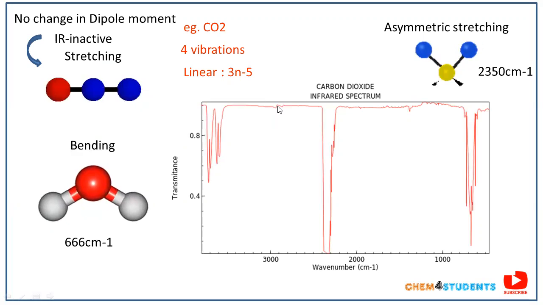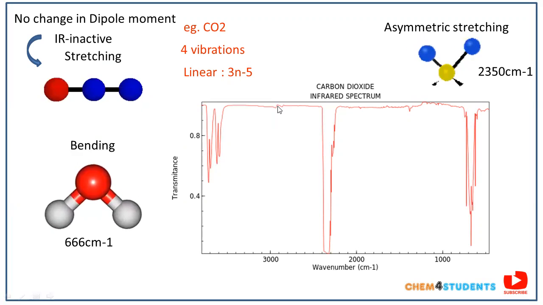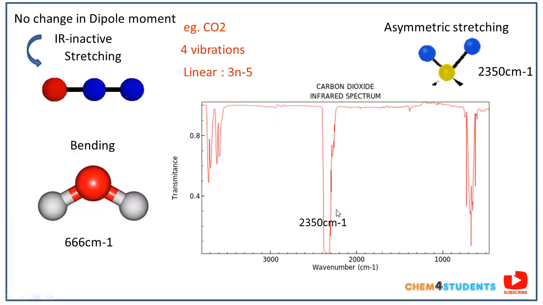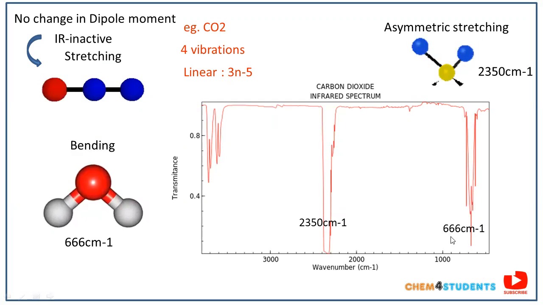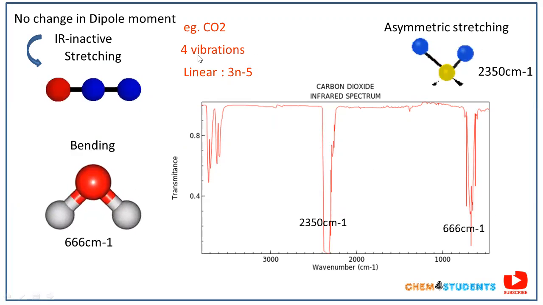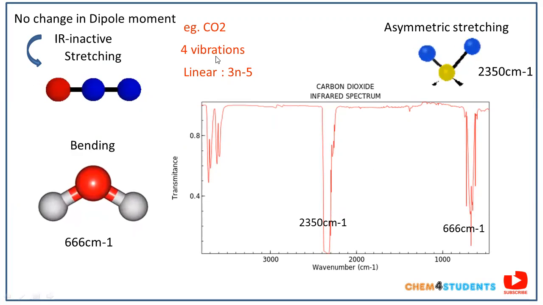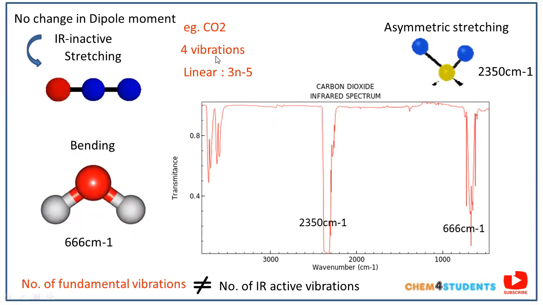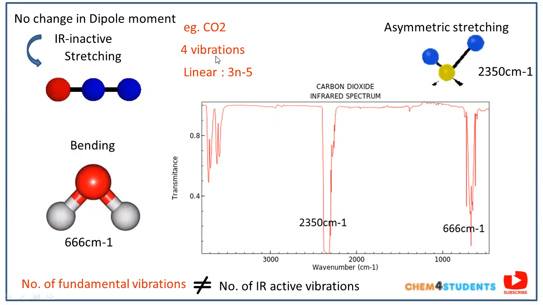So this is the spectrum of carbon dioxide. Here we can see two bands. The first band at 2350 is asymmetric stretching, and the second band at 666 centimeter inverse is bending vibration. So that means here we get only two bands. Actually, carbon dioxide provides four fundamental vibrations. So the number of fundamental vibrations is not equal to the number of IR active vibrations.